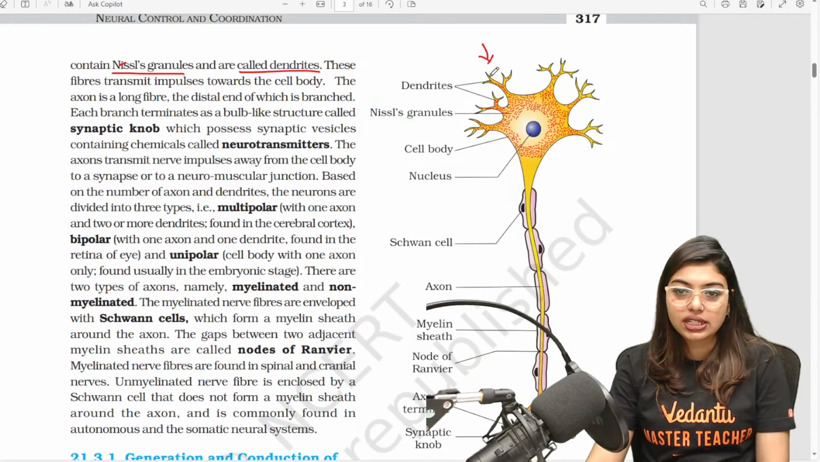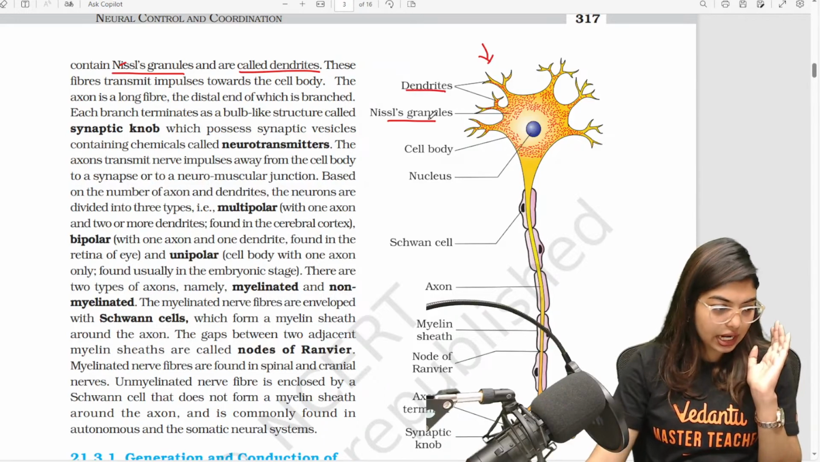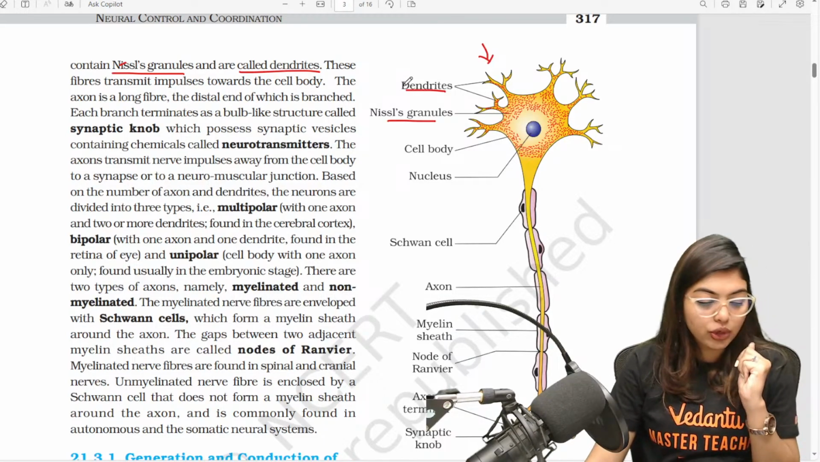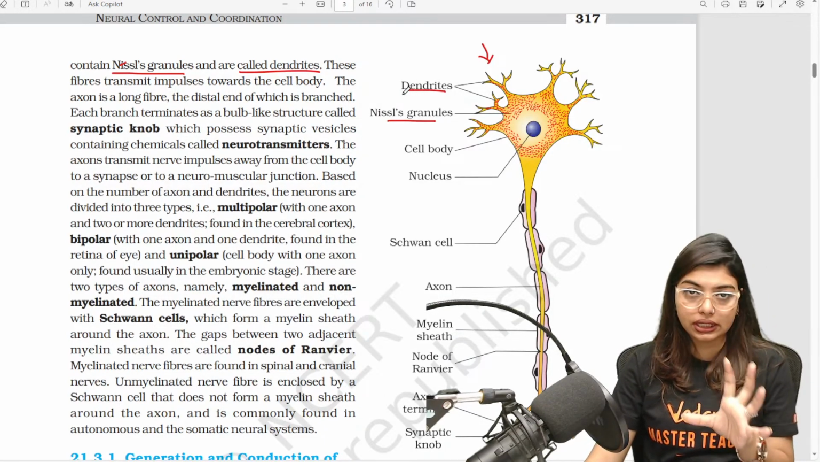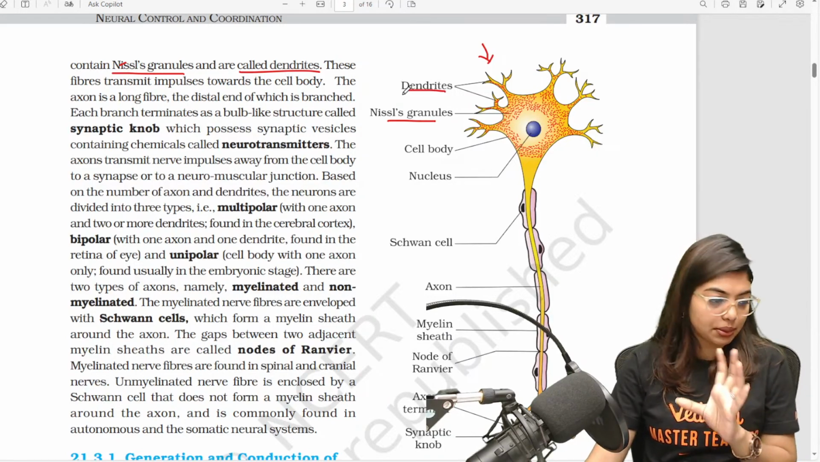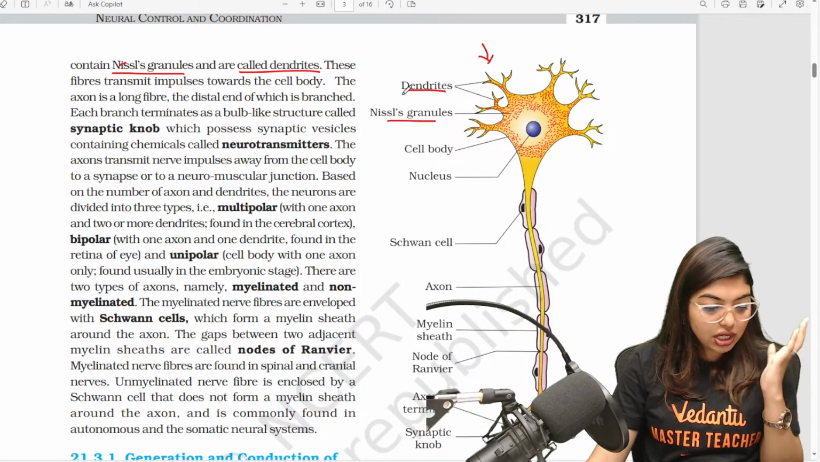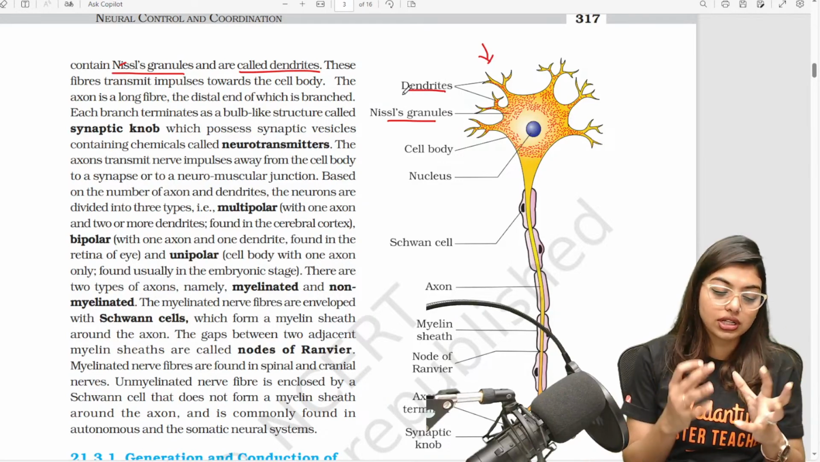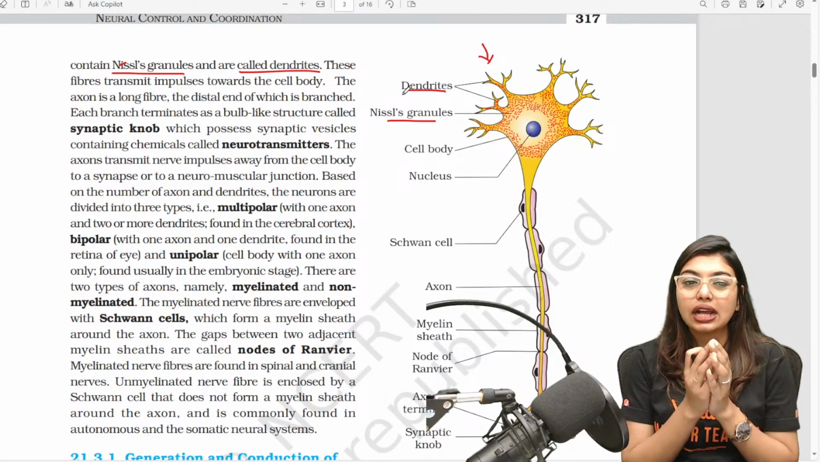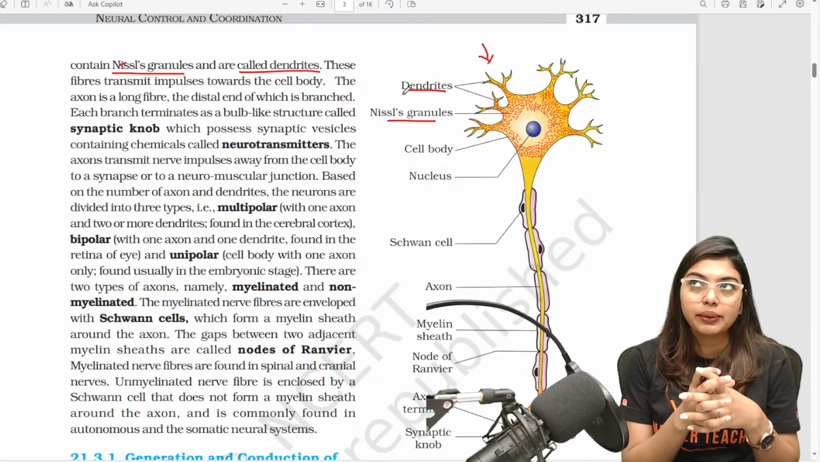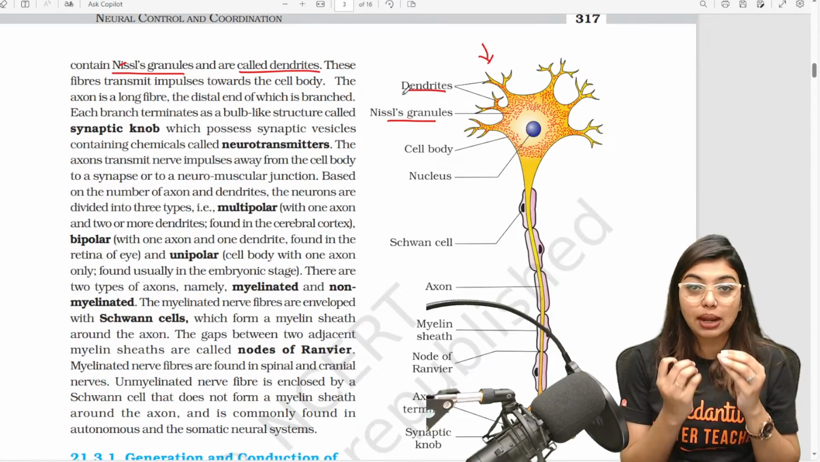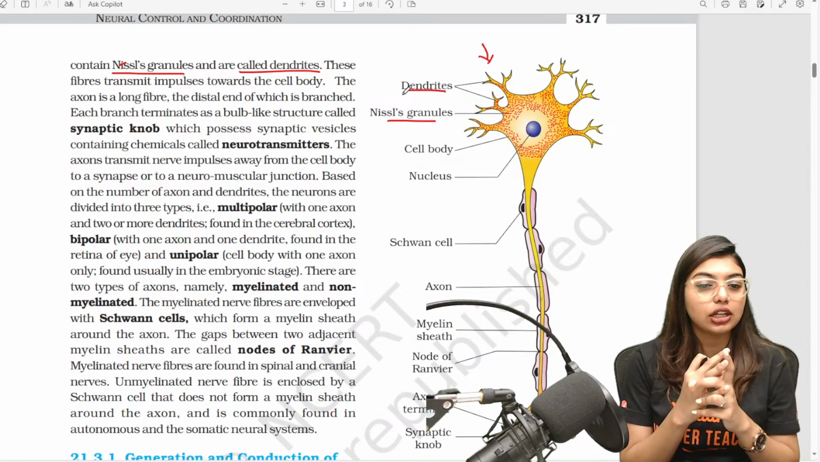So students, what did they say? This is the branched portion called the dendrite. Okay, there is this Nissl's granule. If you remember, they are going to synthesize a protein, which is a neurotransmitter, and this neurotransmitter will be stored inside the axon knob, or we can say the axon terminal, the synaptic knob. Inside that it will be stored.